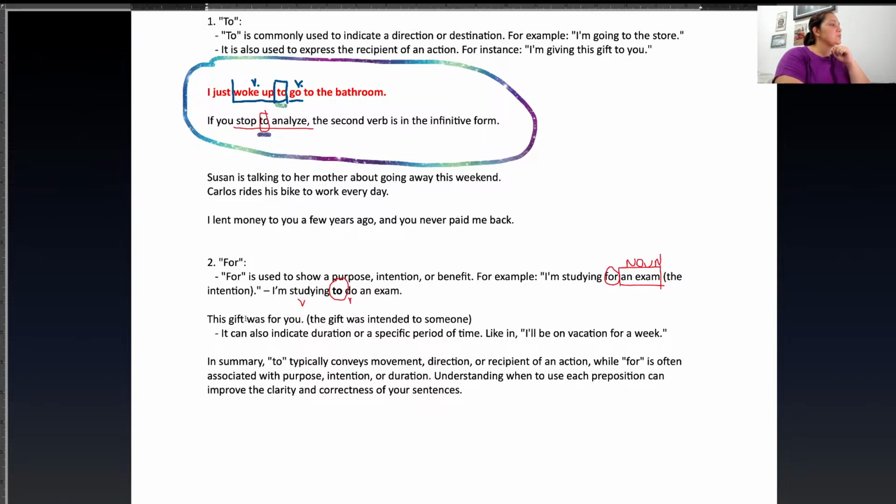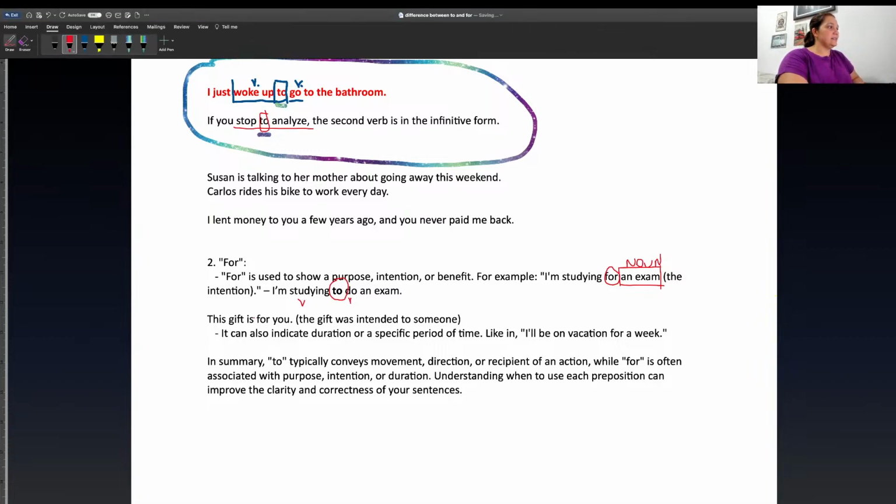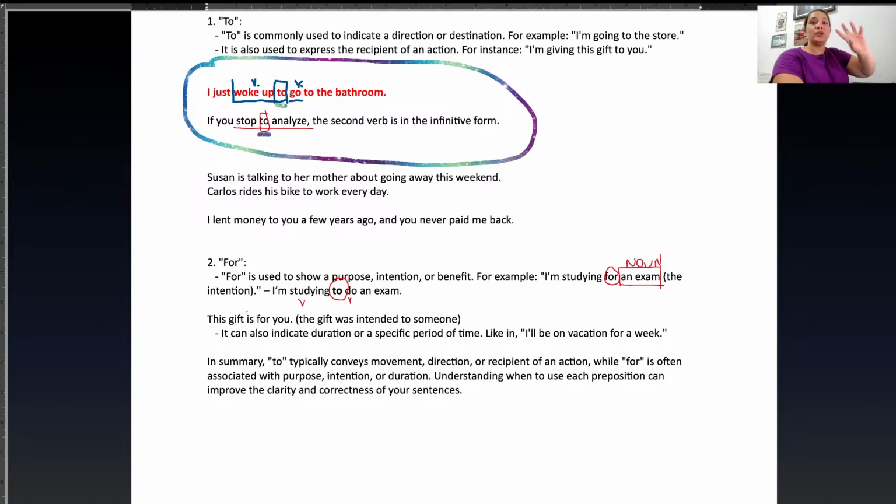So here, let me just switch was. This gift is for you. In this case here, nesse caso, eu tirei o give, eu troquei o give pelo is. Porque eu peguei esse presente, é para você. Então, a intenção do gift, I have a noun, I have actually a pronoun here. This is for you. A intenção para você. Isso é para você. Ok?